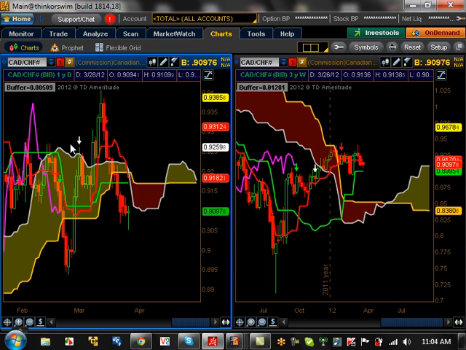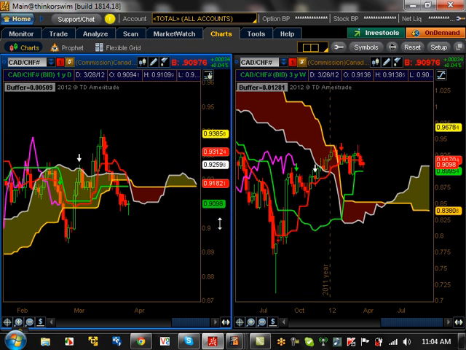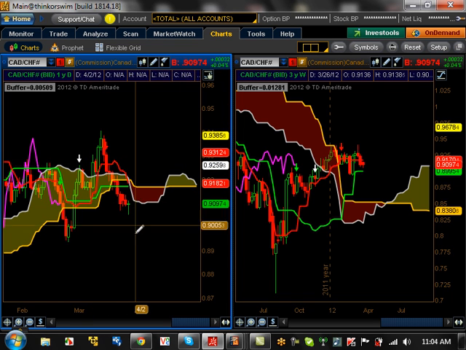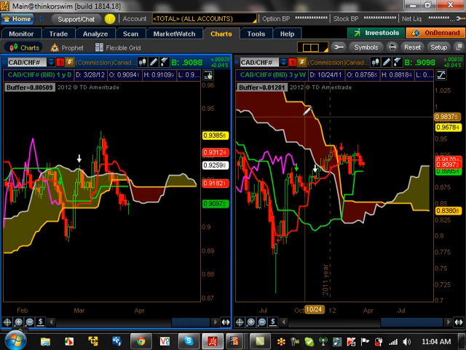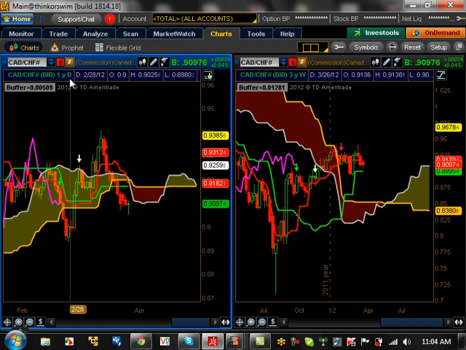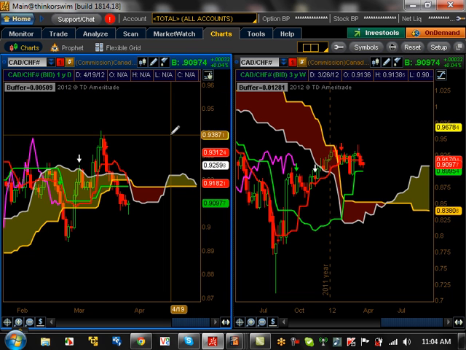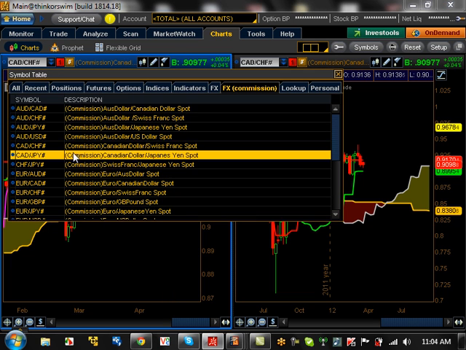CAD Swissy, nothing really going on here. You could see from here the daily time frame is just swinging above the cloud, below the cloud, above the cloud, below the cloud. And if you look at the weekly, it's basically consolidating here. 89.95 is a major support, and then you've got basically this pivot high up here, right around 93.75, which is going to be its resistance level.